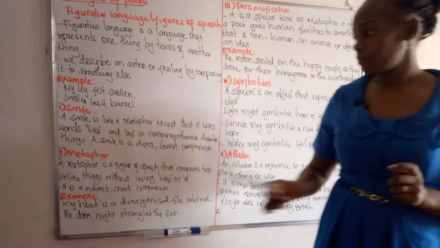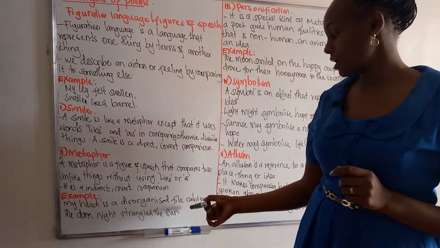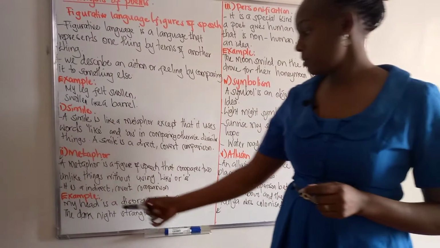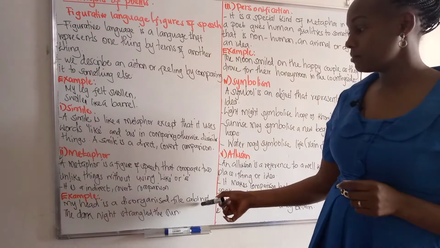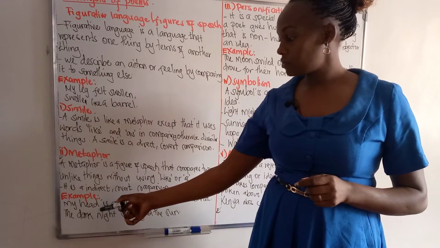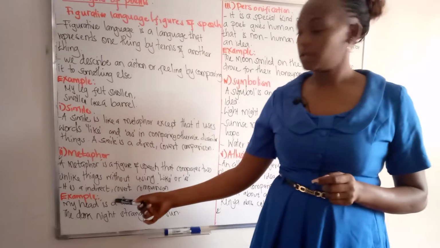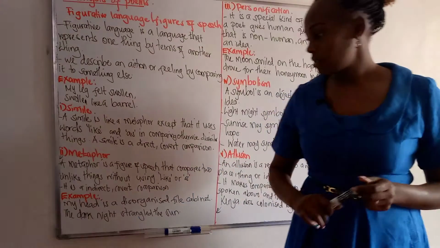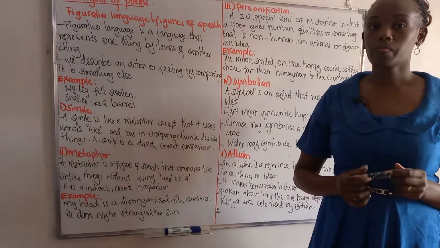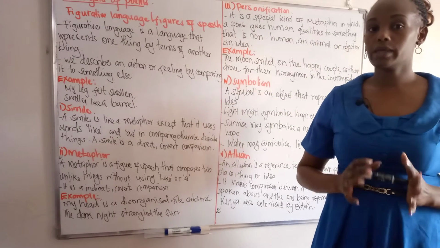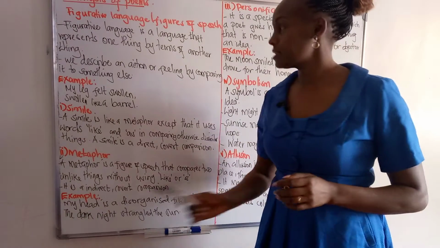Now, we have an example of a metaphor here. My head is a disorganized file cabinet. We are comparing two things here, my head and a disorganized file cabinet. You will notice that we have used the verb is, and so in this case, the first one is a direct metaphor. The second one, the dark night struggled the sun. We do not have the verb is in this metaphor, and so it is an implied metaphor.